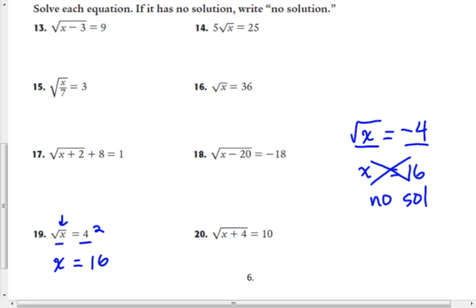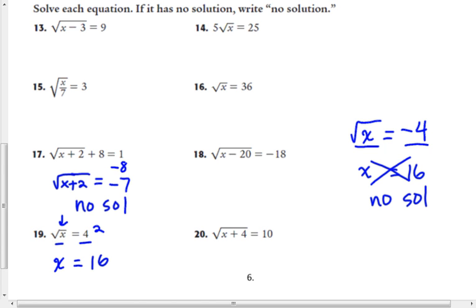So number 17 is kind of like that too. If we work backwards and subtract 8 from 1, we get -7. So we end up with this. And right there, we want the positive square root of x plus 2 to equal -7. That can't happen. So there's going to be no solution to that.